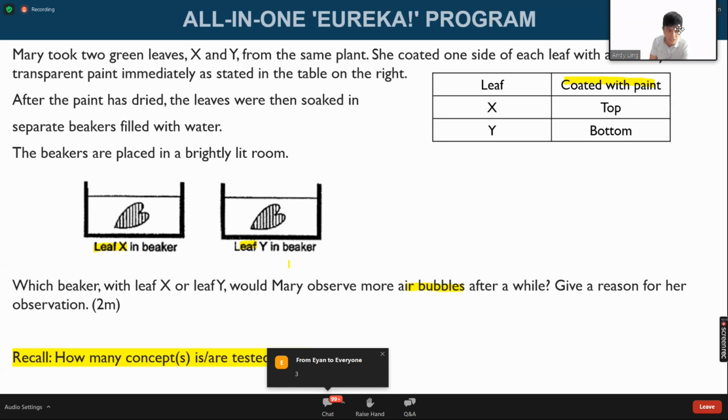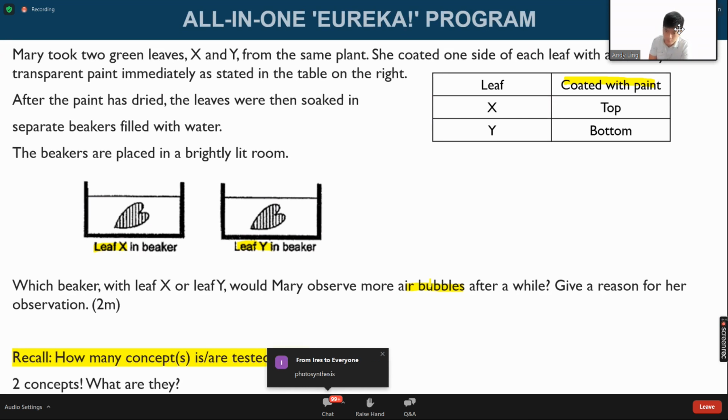So recall, how many concepts are tested here? 2, 3, 4... Obviously, it's 2 concepts. What are they? What is the first one? When you talk about leaves, what is the first thing they're going to do? How come leaves can produce air bubbles? This is a P6 concept called photosynthesis. Well done. Then what about the second concept? Water vapor is released. So what is the second concept?